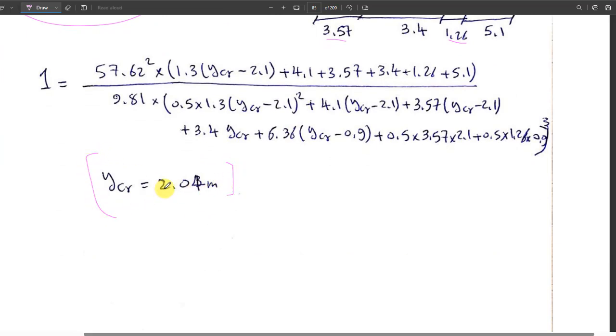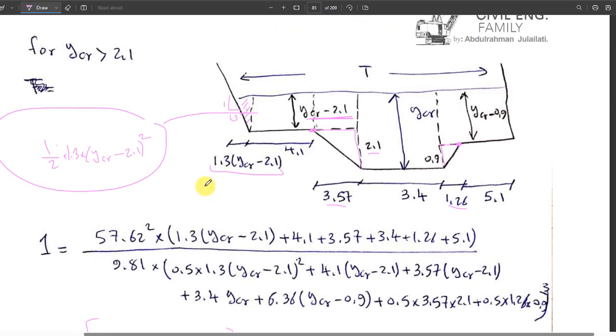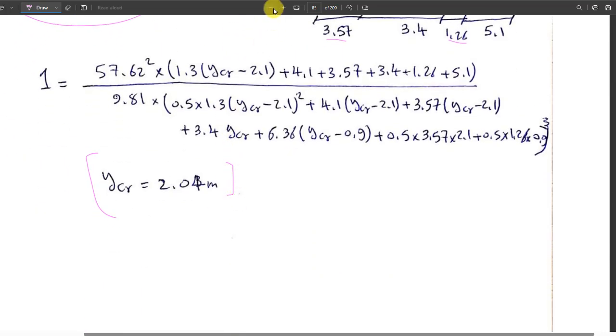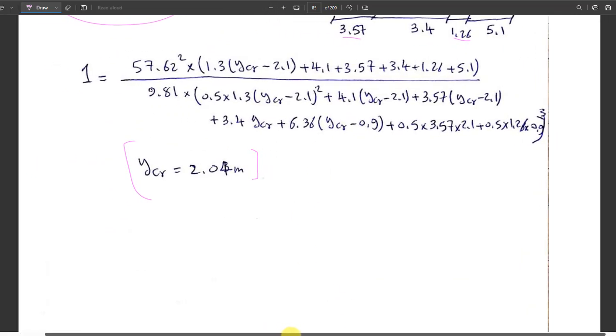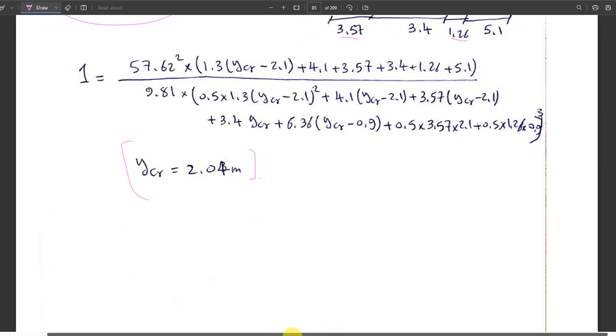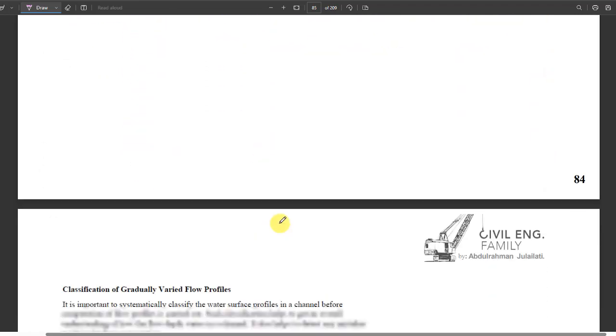So practice these. Solving for y critical for such questions is a bit harder than the normal ones. But at the end, it's just about equations. Writing the area correctly gives you the correct answer directly.